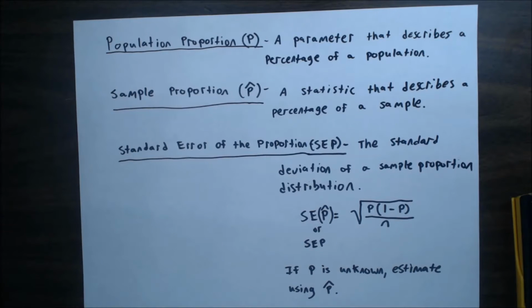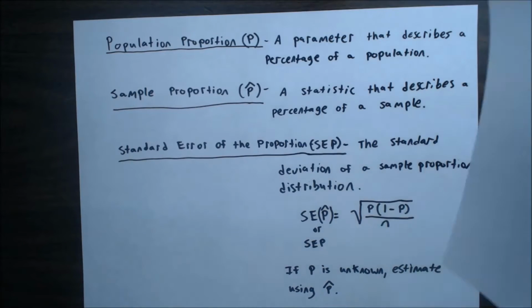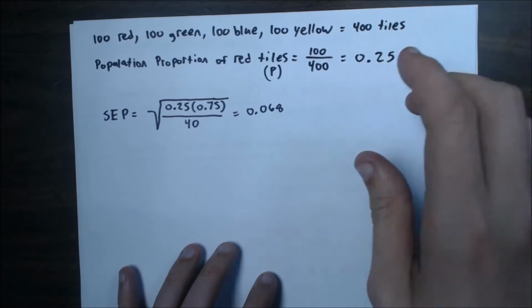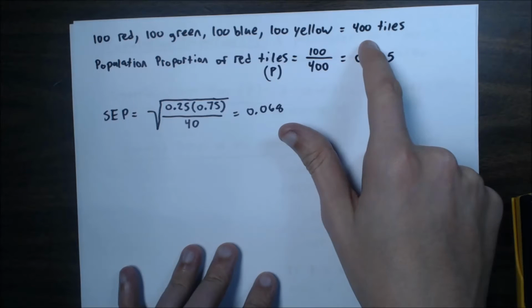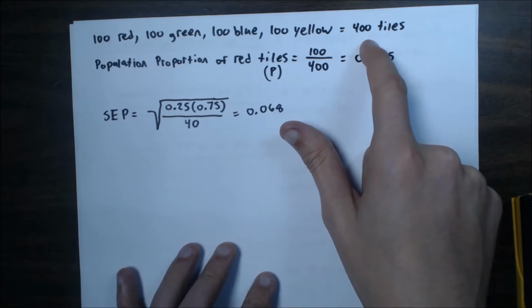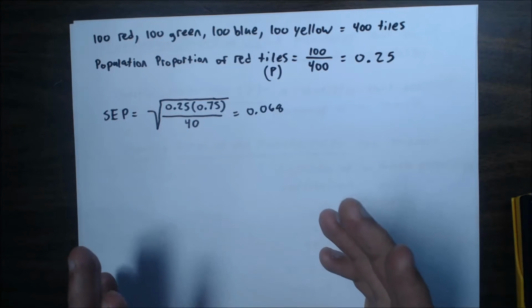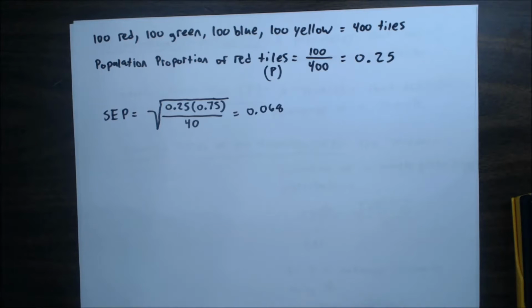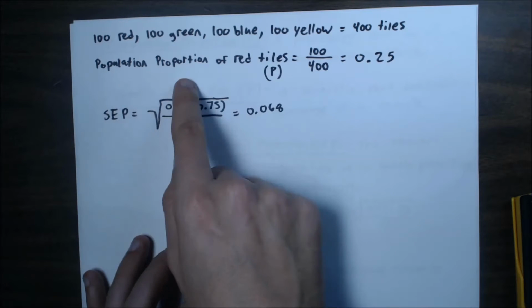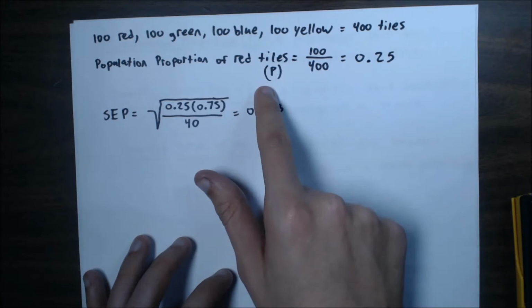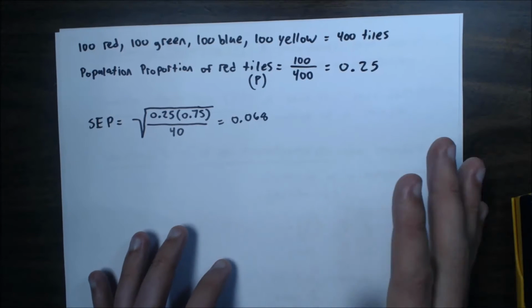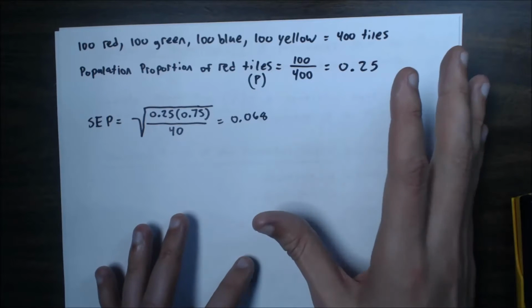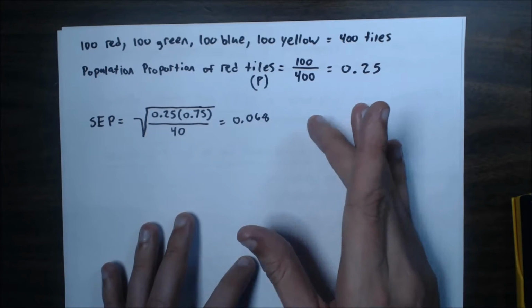Now, I've already done some of it. I've written some facts down here that we need to look at. So there's 100 red, 100 green, 100 blue, and 100 yellow tiles. This means it's 400 tiles. Therefore, let's take one color, like let's say the color red. If I'm looking for the color red, the population proportion of red tiles, or P, is 100 out of 400. This is not a statistic, it's a parameter. It's a fact that there's 400 tiles in that bag and 100 of them are red.